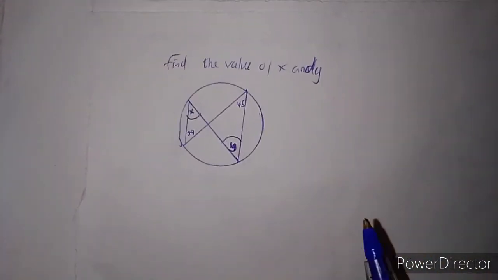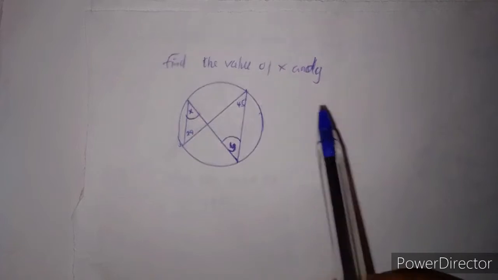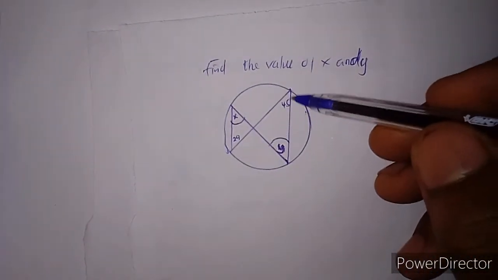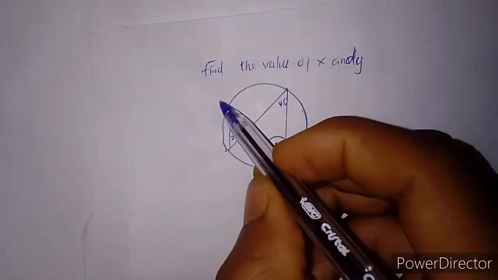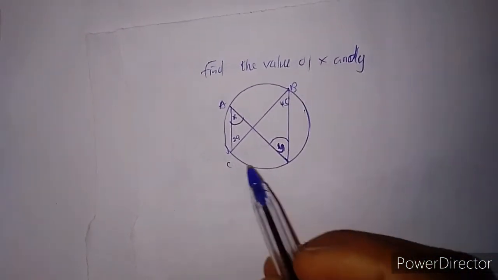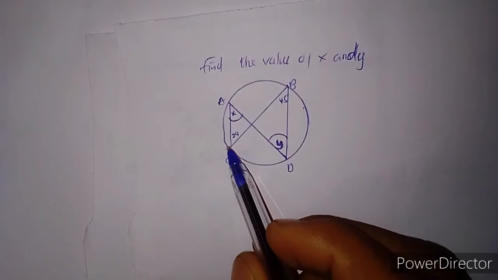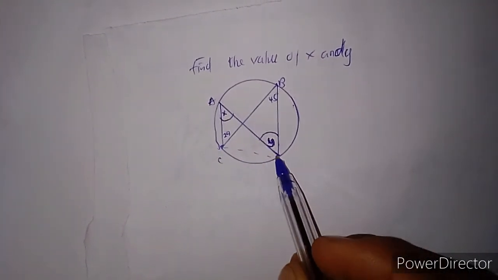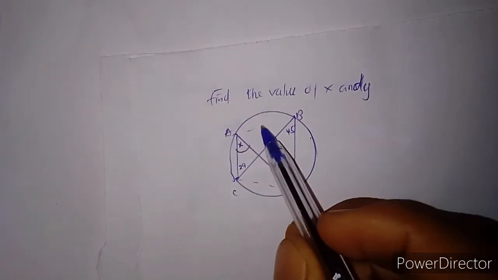So let's solve this particular question. Find the value of x and then y. This one you know that this is a chord, right? This is another chord. So let's name them A, B, C, and D. You see that this is a point. This is another point. It can form an invisible chord over here. You understand? This can also form an invisible chord over here.